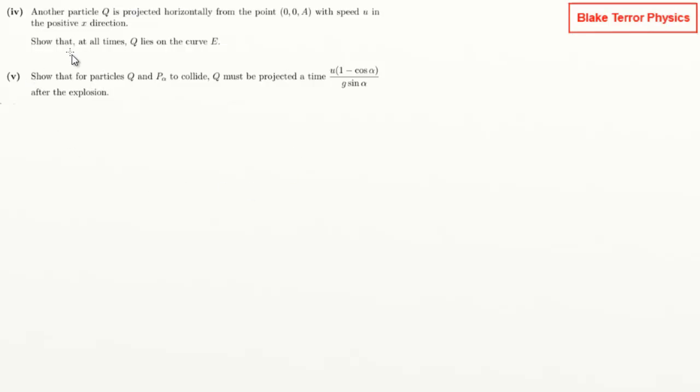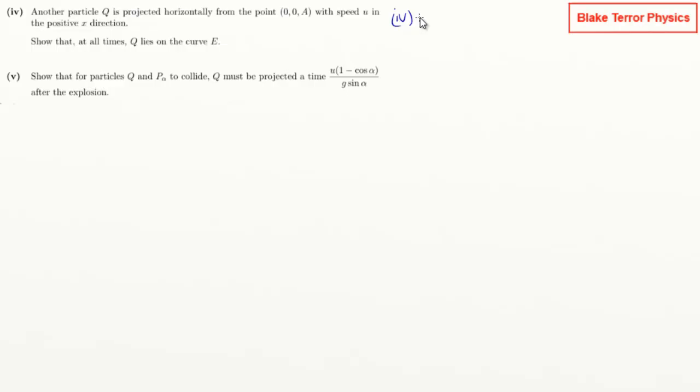All right, so on the home stretch here, part 4: another particle Q is projected horizontally from the point 0, 0, A, the peak of curve E, with speed u in the positive x direction. Show that at all times Q lies on the curve E. Well, that should be straightforward, shouldn't it? It seems like a short part of the question compared to the others.